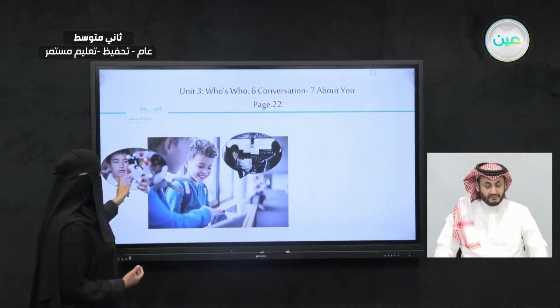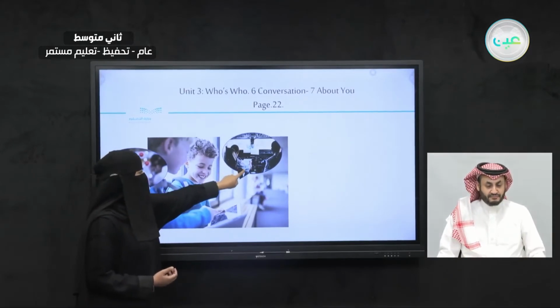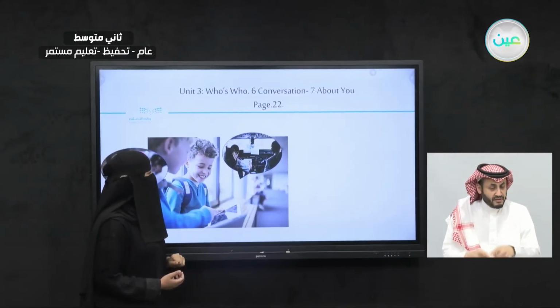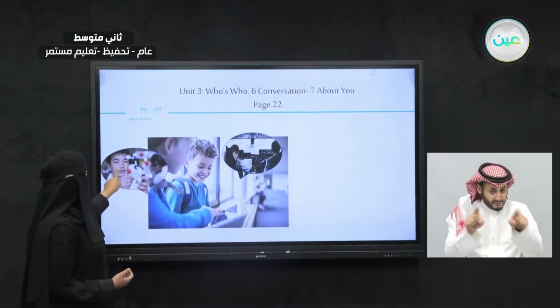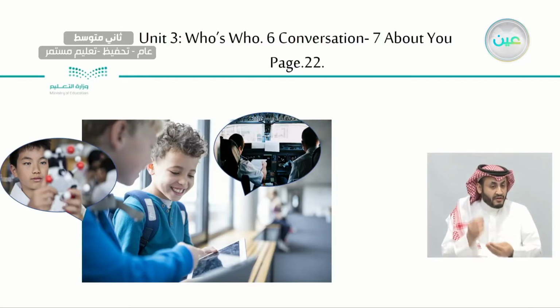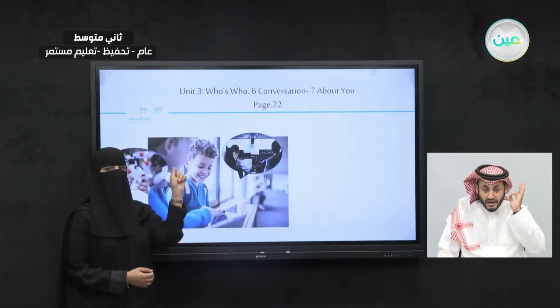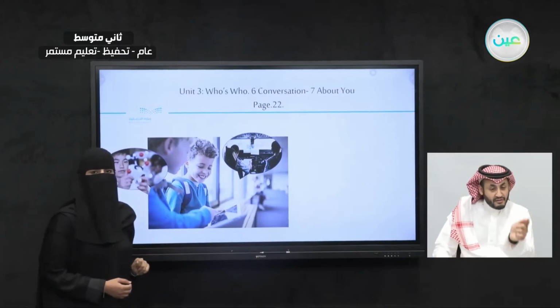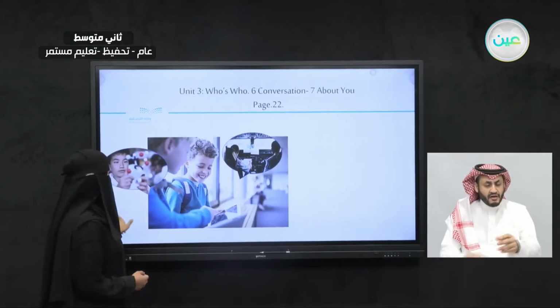So, what do you see inside these bubbles? In the first bubble, you can see pilots. And in the second bubble, you can see a boy with some things here to indicate science or chemistry. Now, let's take a look at the conversation. Listen to the conversation, underline the words that you don't understand, and we will take a look at it.